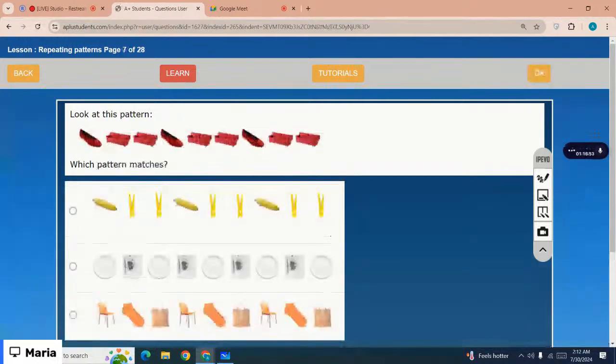Look at this pattern. Which pattern matches? Which is the correct option? One, two, three.